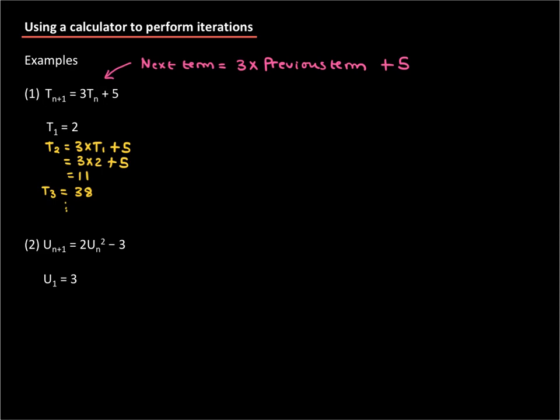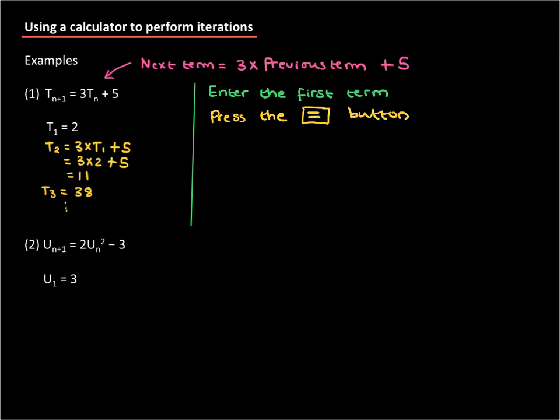So what we're going to look at is a nice shortcut that you can use on your calculator to generate an iterated sequence of terms using an iteration formula. So here's what you need to input on your calculator. Start by entering term 1, which is 2. Now, press the equals sign.